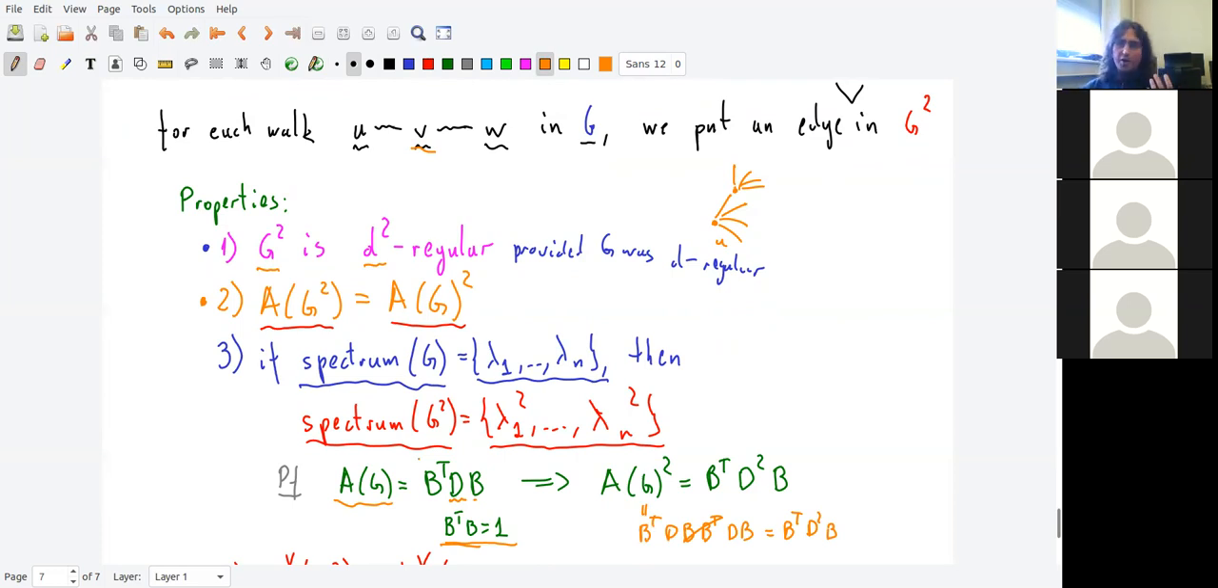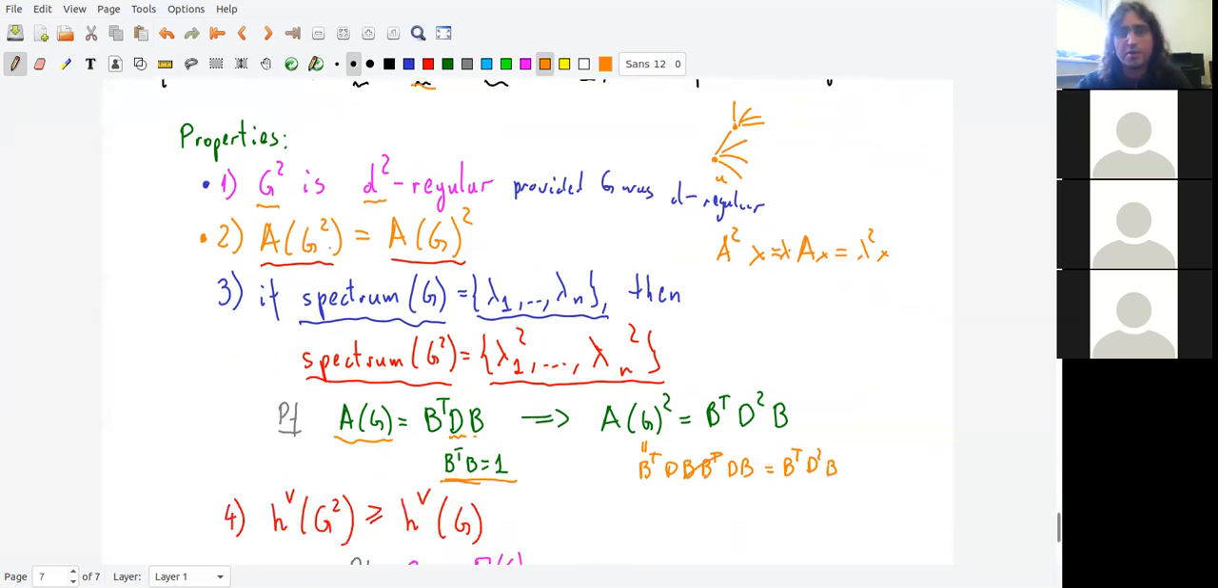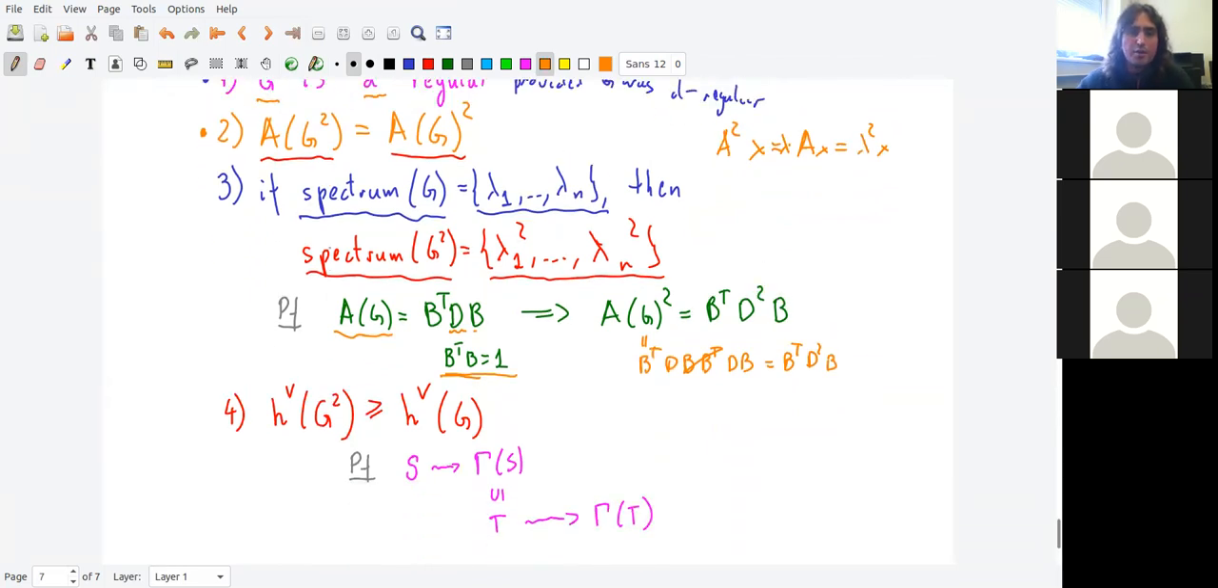Or otherwise, you can think of it this way: if you take an eigenvector x of the matrix A and apply A to it 2 times, the first application gives you an eigenvalue in front, and then the second application gives you the same eigenvalue again. So you have the same basis of eigenvectors, and just the eigenvalues get squared. So this is an operation on the graph using which we can really control the spectrum of the adjacency matrix.